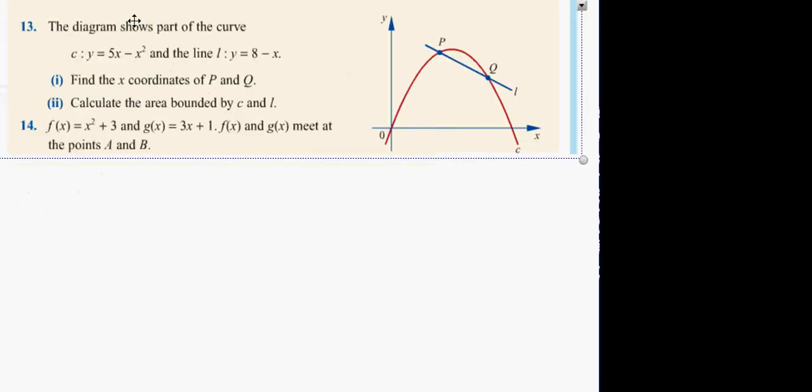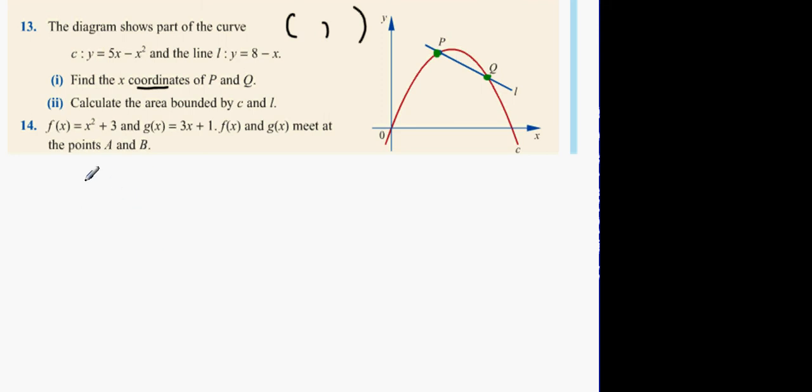Let's go again. The diagram shows part of the curve y equals f(x), 5x minus x squared. The line is 8 minus x. Find the coordinates of P and the coordinates of Q. Coordinates means the x value and the y value.